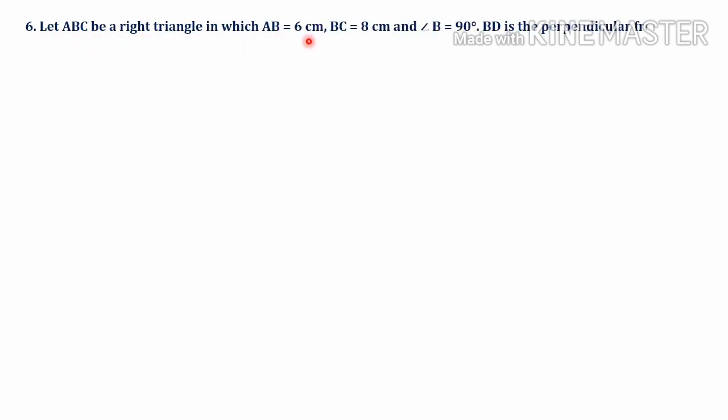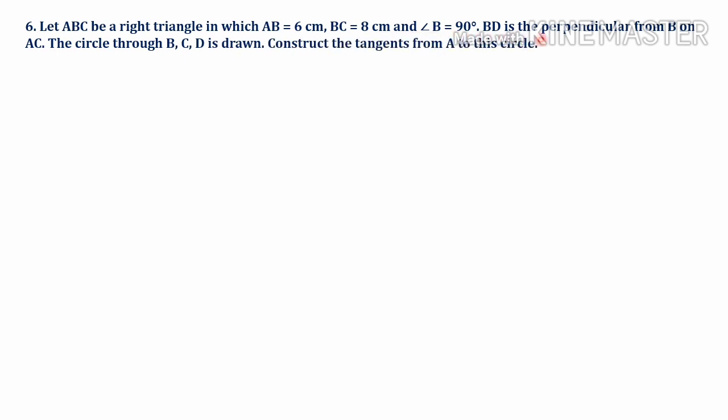Next we shall discuss question number 6. Let ABC be a right triangle in which AB is equal to 6 cm, BC is equal to 8 cm and angle B equal to 90 degrees. BD is the perpendicular from B on AC. The circle through B, C, D is drawn. Construct the tangents from A to this circle.